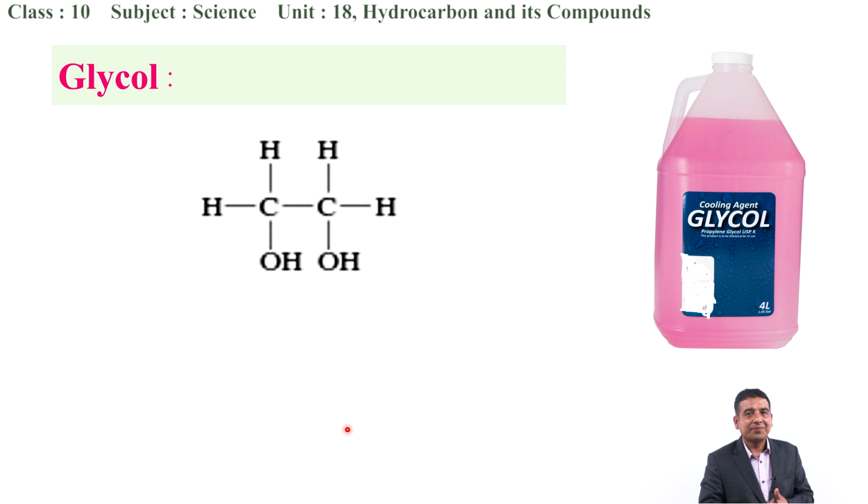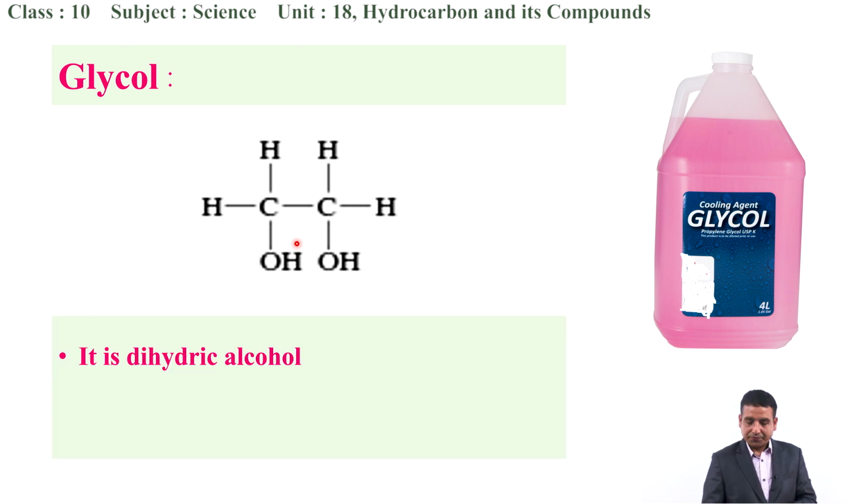Okay, can you say? In ethanol there was only one hydroxyl group, but here how many hydroxyl groups do you find? Yes, obviously 2. This is the key difference. So, this is the dihydric alcohol. Ethanol was what? The monohydric.